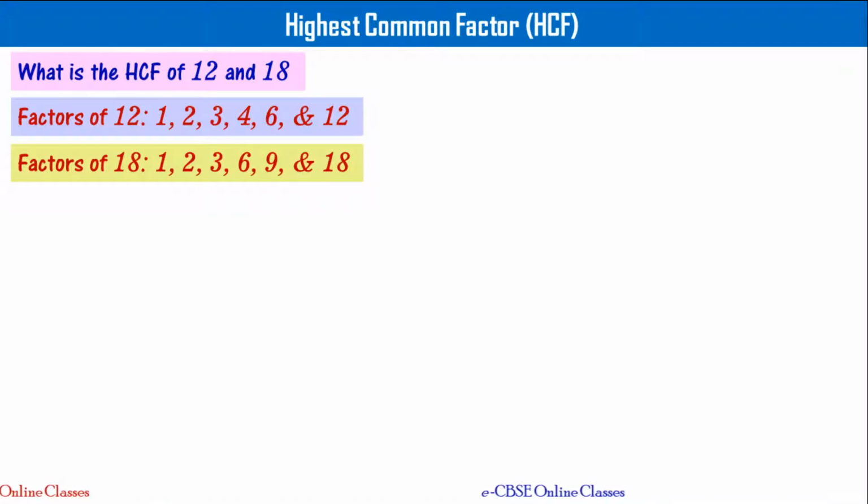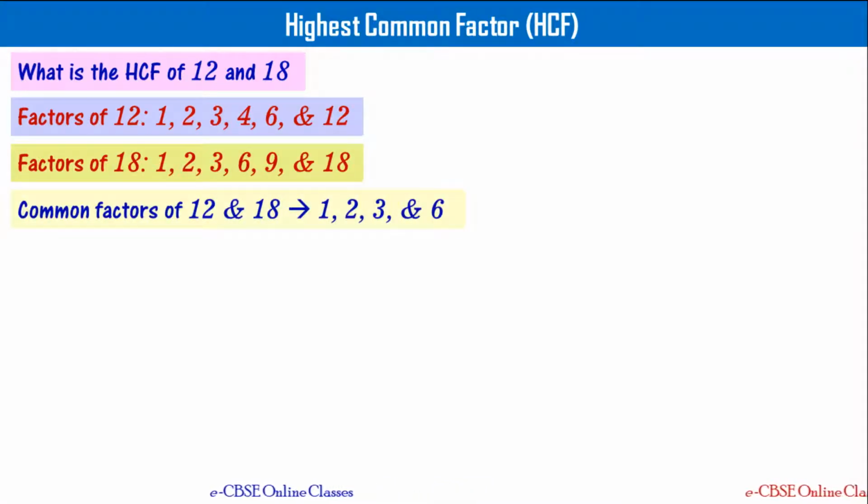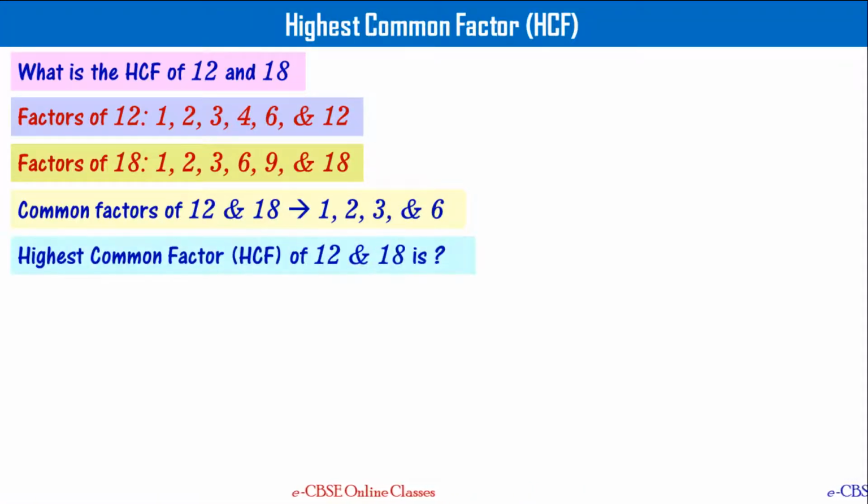Look at these two. Then you will be able to say what are the common factors. The common factors of 12 and 18 are 1, 2, 3, and 6, right? It means that highest common factor of 12 and 18 is 6. Please take a note of that.